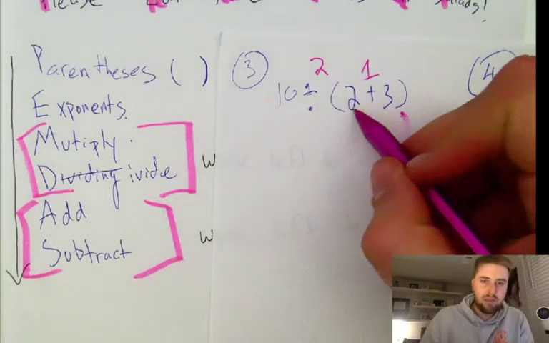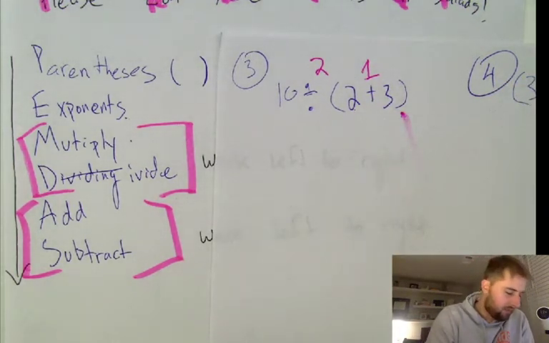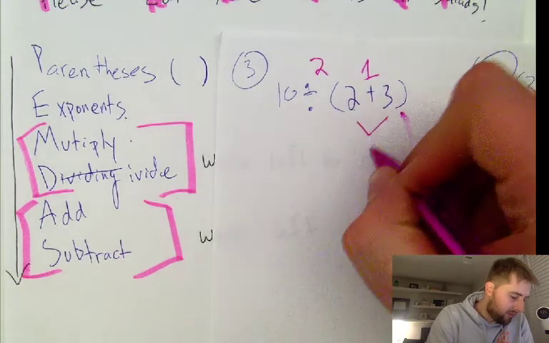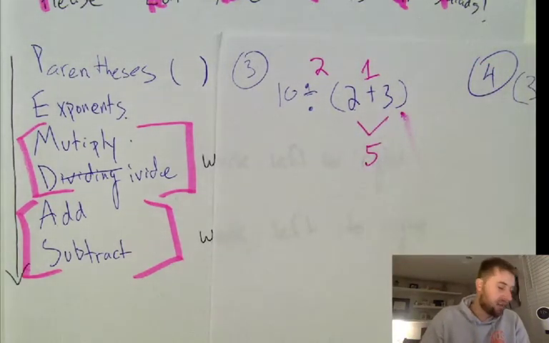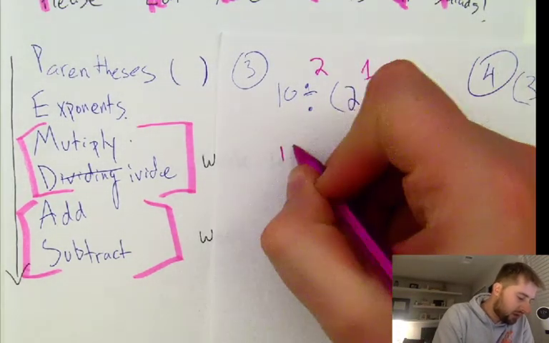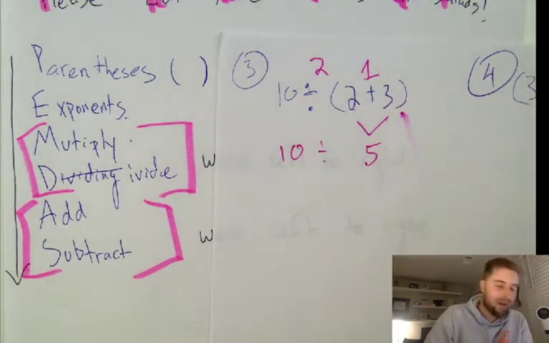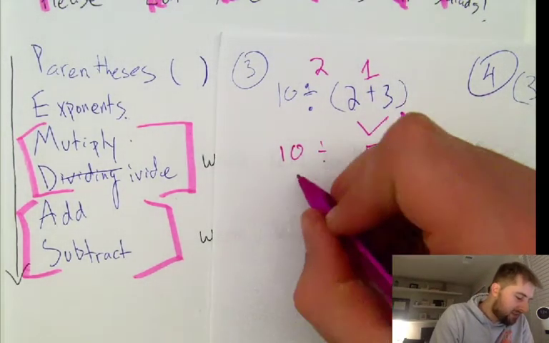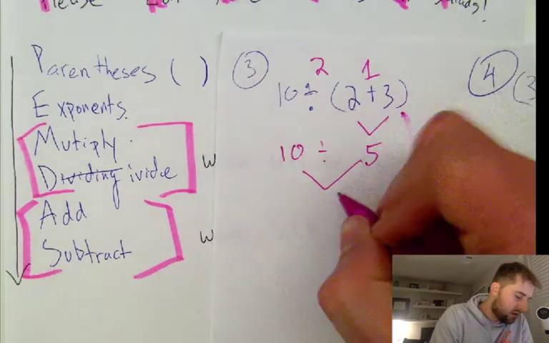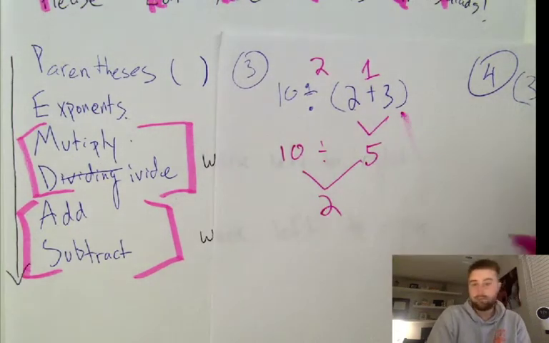So let's take a look at what's in the parentheses. We have 2 plus 3. 2 plus 3 is 5. Then I rewrite the entire rest of the equation, which is just the 10 divided by 5. 10 divided by 5 is 2. There we go.